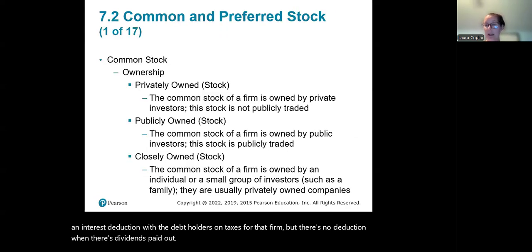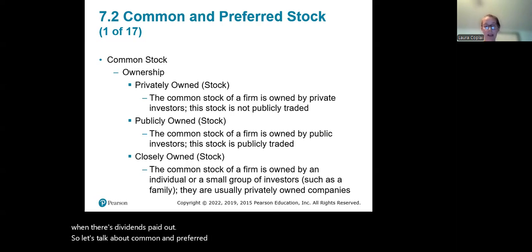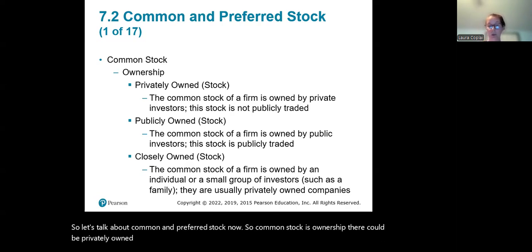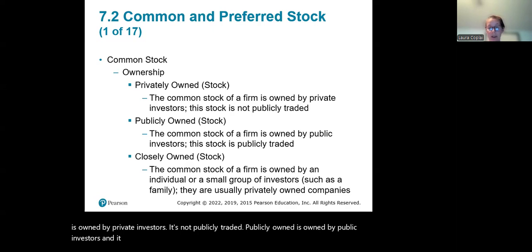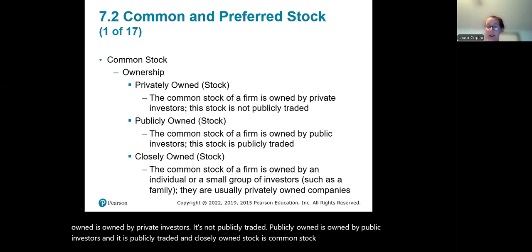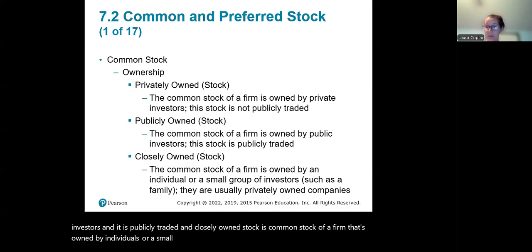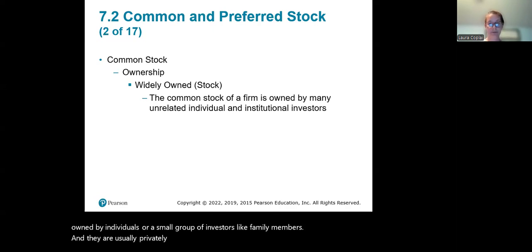So let's talk about common and preferred stock now. So common stock is ownership. There could be privately owned stock, publicly owned stock, or closely owned stock. Privately owned is owned by private investors. It's not publicly traded. Publicly owned is owned by public investors, and it is publicly traded. And closely owned stock is common stock of a firm that's owned by individuals or a small group of investors like family members, and they are usually privately owned companies.